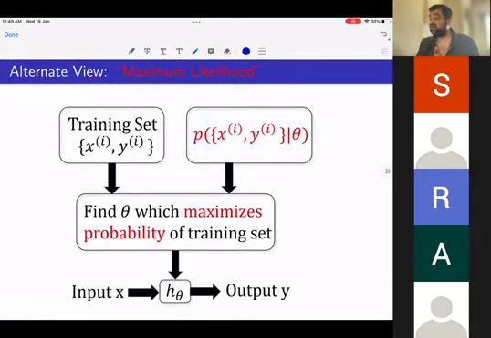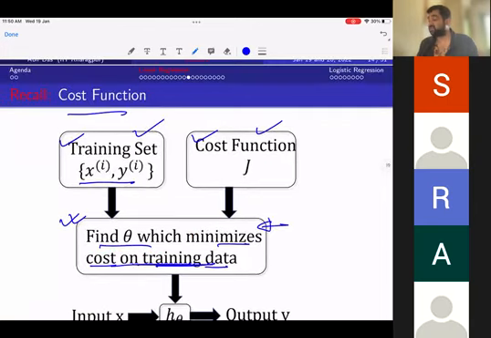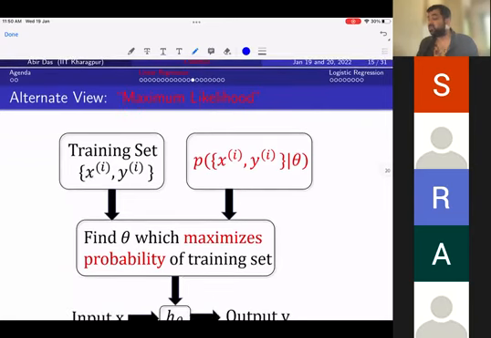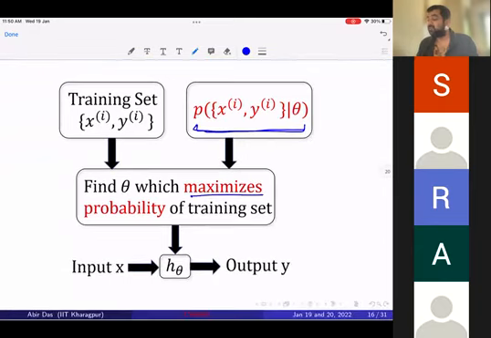Now, this alternate view, that is the maximum likelihood; the red parts are basically the changed part. You see, this is training data, and then instead of the cost function, here it is the joint probability distribution. For that, you need to just give the probability distribution of the noise, which can be Gaussian or anything else. But Gaussian is always simpler to work with than other probability distributions. What the joint distribution will be may be cumbersome, but it is doable. Now find theta, which maximizes the probability of the training set.